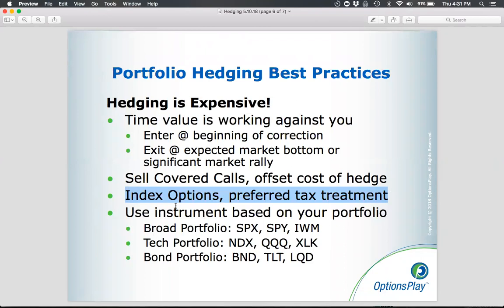Lastly, you want to use an instrument that's based on your portfolio. This means that if you have a relatively diversified, broad-based portfolio, so you have either a bunch of different stocks across all the different sectors, or a diversified portfolio using index ETFs, then you want to use what we consider a broad-based index. So SPX, the S&P 500 index option, SPY, which is the S&P 500 ETF, IWM, which is the Russell 2000 ETF. All of these are generally good if you have a balanced, broad-based, diversified portfolio.